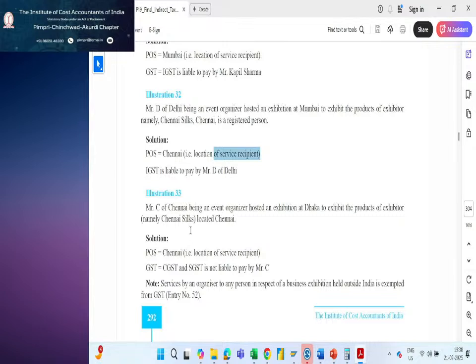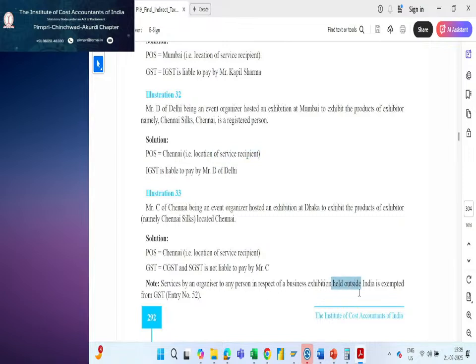Mr. C of Chennai, an event organizer, hosted an exhibition at Dhaka to exhibit the products of an exhibitor located in Chennai. So the place of supply will be the location of the service recipient. CGST, IGST is not applicable by Mr. C, as these are services by an organizer to any person in respect of a business exhibition held outside India.